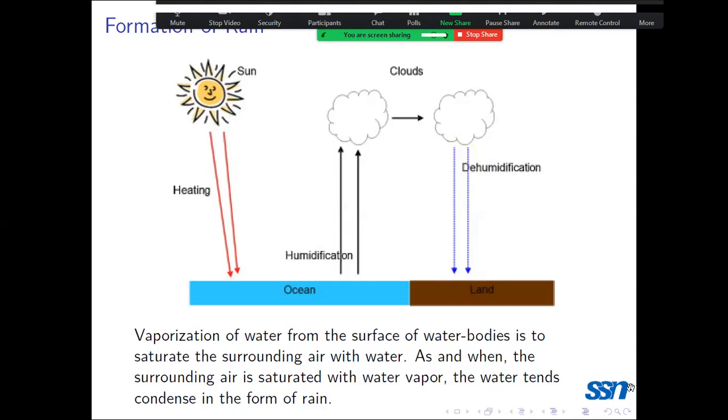Okay, this natural phenomenon is very fantastic, and we should appreciate the wonderful properties of water. Without water we can't think of anything. Of course, nowadays we are also seeing this plastic. Without plastic also we cannot live. That's another thing.